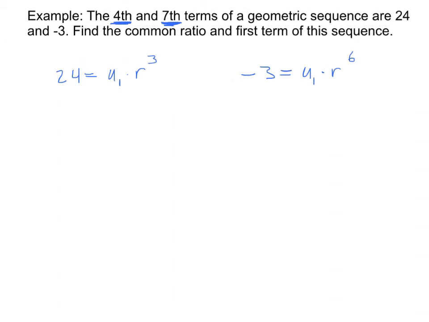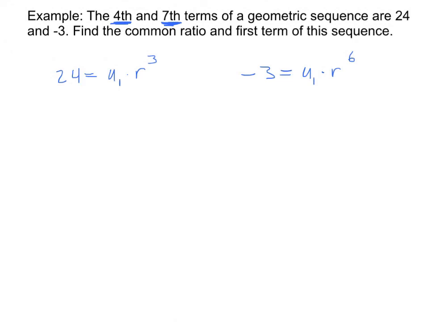I now have two equations with two unknowns, u1 and r, and this isn't quite as simple as us doing substitution or elimination. Sorry, that took me a while. We have to do something a little bit different, but it's still not a big deal. And really, I still see this as I'm going to do a substitution.